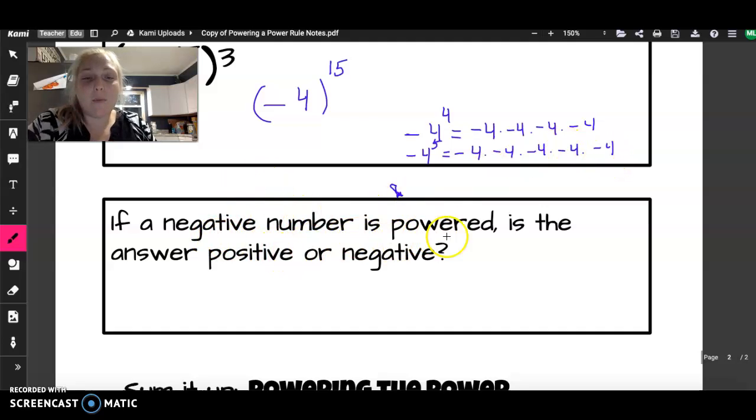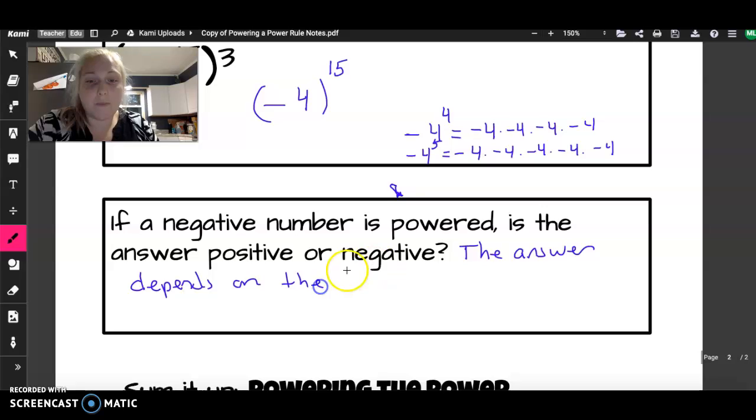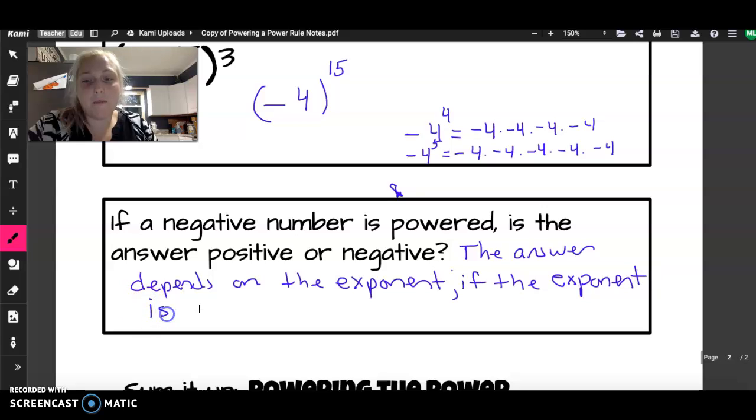So if a negative number is powered, the answer depends on the exponent. If the exponent is odd, the answer would be negative.